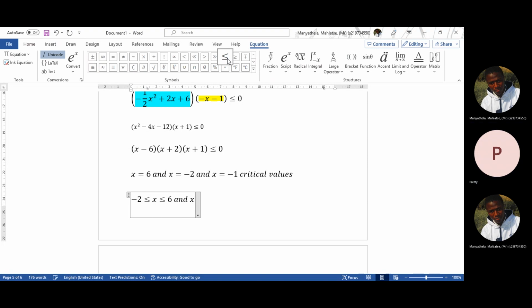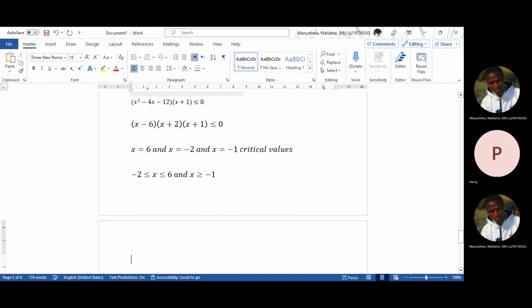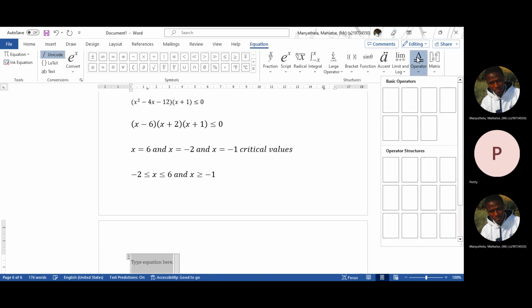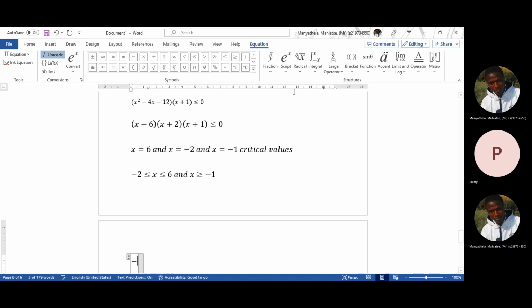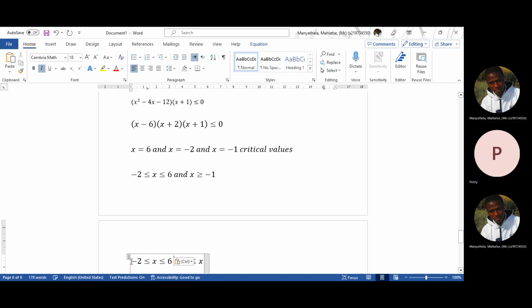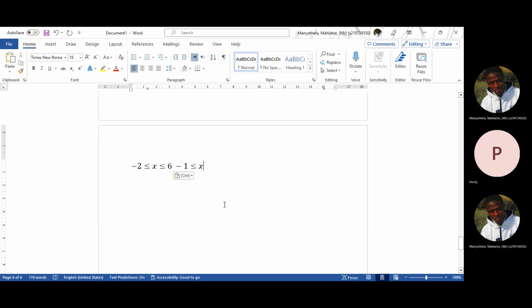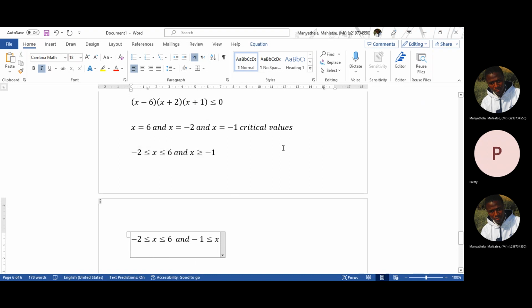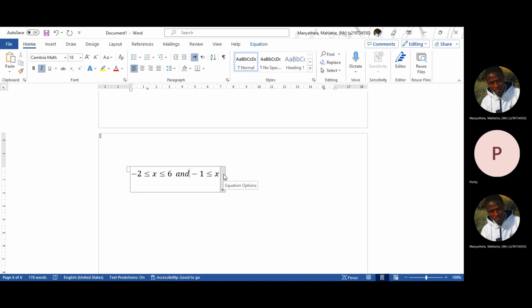x is greater than or equal to... x equal to negative 1. You can write negative 1 if you want to keep the sign as less than or equal to x. It's either you write it this way or you write this part, then the other part; you can put an 'and'. It's either you write it so or so. It's up to you. Okay. So we are done with this question.